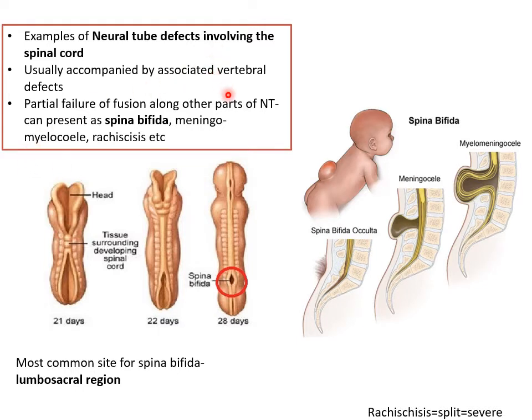So here are some examples again. If the defect involves regions of the lower part of the neural tube, there will be resultant spinal cord or even vertebral column defects. Usually they are accompanied by vertebral defects where the vertebral bodies or spines fail to fuse. Okay, so you can imagine this whole neural tube here must fuse, right? But if any part, lower part or anywhere, fails to fuse, you will get spinal cord defects. So let's understand what we mean by spina bifida, meningocele, meningomyelocele, etc.